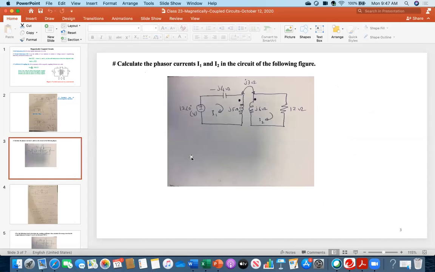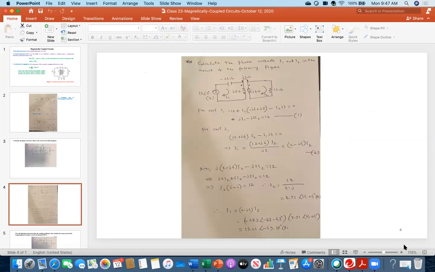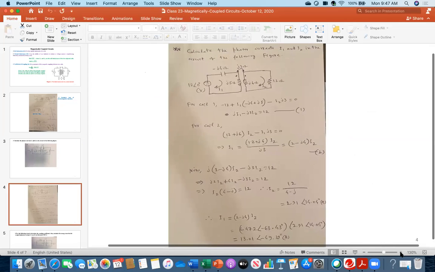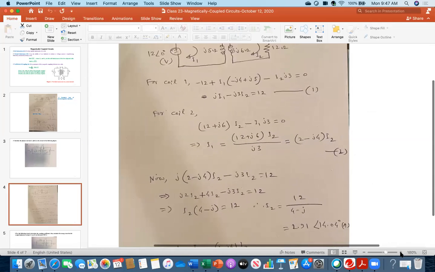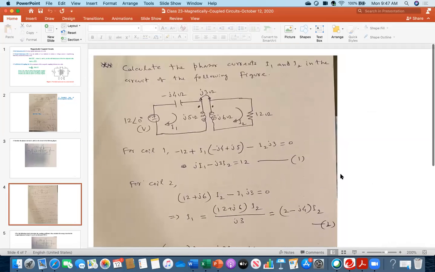Okay, so everybody see the problem, and then I am showing you the solution, how to do that. Now come back here. Let me zoom in. Okay, now again everybody see, that is my circuit. The question is to find the currents I1 and I2 for this magnetically coupled circuit.